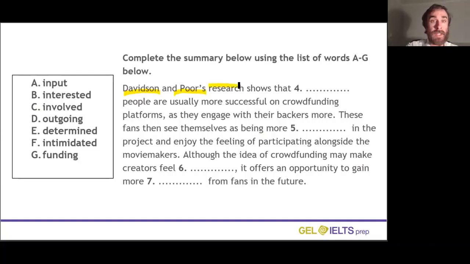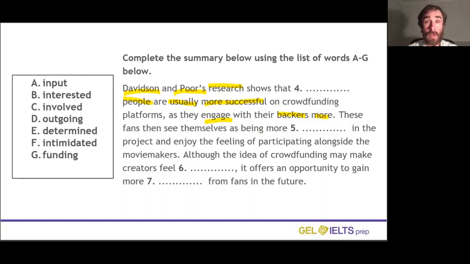We're talking about their research, and it shows that a certain type of people are usually more successful on crowdfunding platforms. We know that this text is about crowdfunding from class 1, so we don't need to underline that because it will be everywhere in the text. But something about being more successful, and the adverb usually is always good because when we have an adverb of frequency, there is often a synonym in the text. As they engage with their backers more. So this is about the level of engagement with the people that fund their movies.